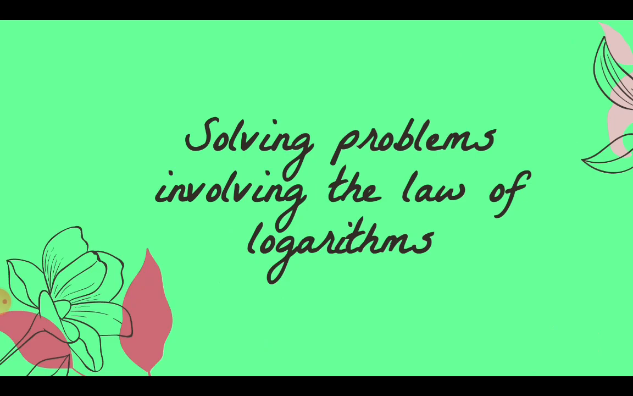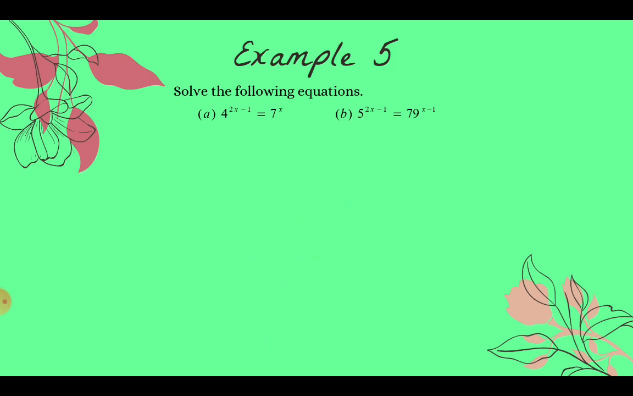Okay, let's move on. Let's look at solving problems involving the law of logarithm. Example 5. Solve the following questions. A. 4 to the power of 2x minus 1 equals 7 to the power of x. Okay, this is index form.